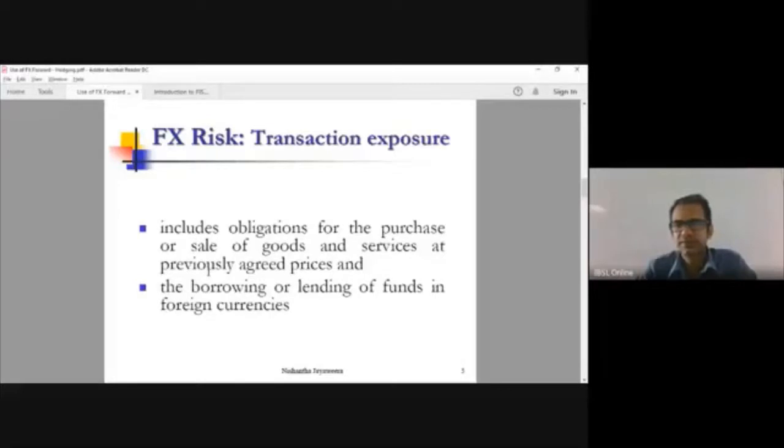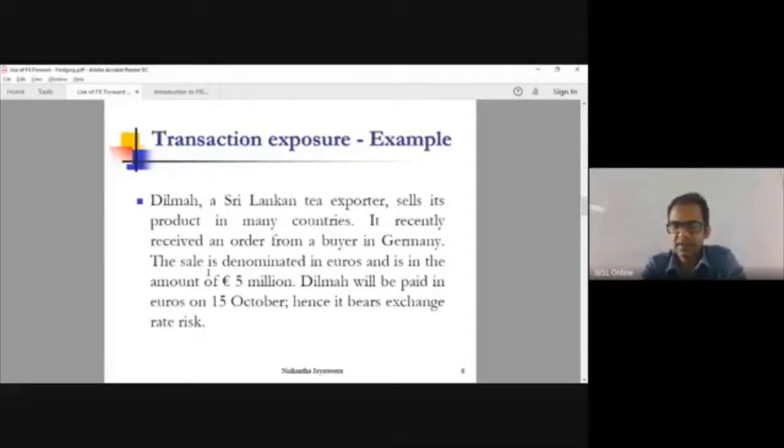So that is also transaction exposure. Because of a borrowing, or it may be a lending, you may lend in foreign currency, but when you get it back, the exchange rate might have moved against you. So therefore, due to any transaction in foreign exchange or with foreign currency involvement, that may give exposure to foreign exchange risk. That is what we call transaction exposure. So this is an example.